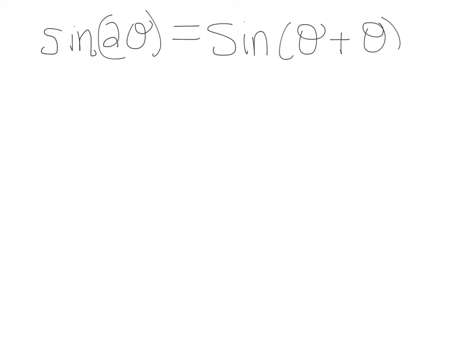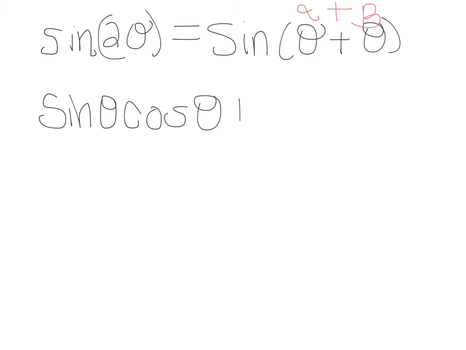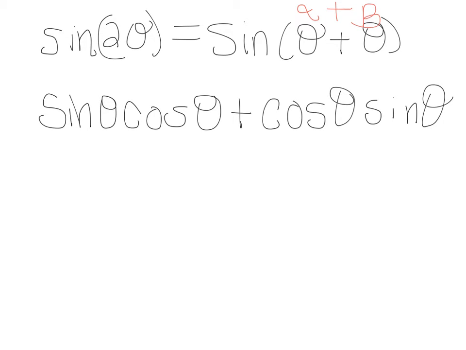And so it says that you have sine of 2 theta. And we're just going to rewrite that 2 theta as sine of theta plus theta. Now by doing this, I have written a sine of alpha plus beta. And that's going to let me use my sum and difference formulas. So if I were to expand this sine of theta plus theta out, it would equal sine of theta cosine of theta plus cosine of theta sine of theta.